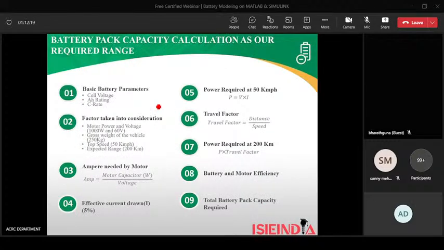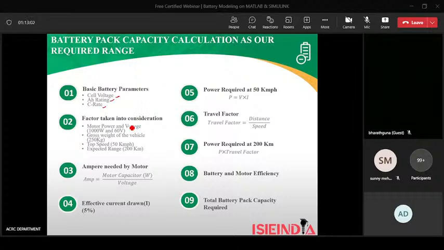So I will have a small example. I will be doing a battery pack calculation for an EV as per the requirement. Suppose I have these basic battery parameters, and then we will proceed step by step. The basic battery parameters are cell voltage, Ah rating and the C rate.